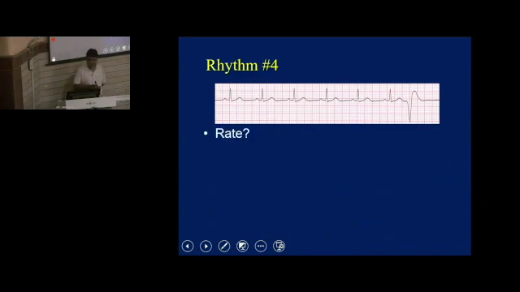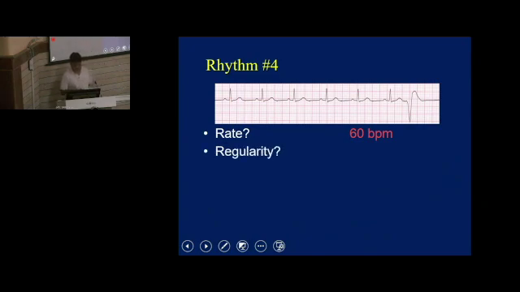So what is the rate? Tell me the rate. 1, 2, 3, almost 4, more than 4 squares. 1, 2, 3, 4. So 300 by 4, around 70 to 80. Huh? 60. It says 60. Okay, if we want to be very precise, if we count the small squares exactly, it will give us the heart rate. So 1500 divided by the number of small squares gives us a heart rate of 60.